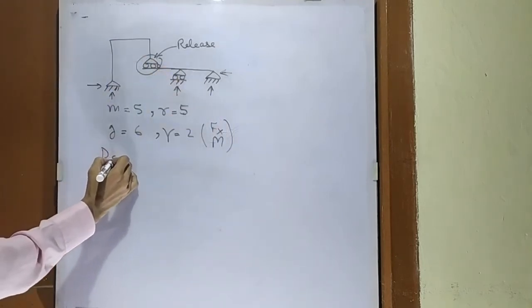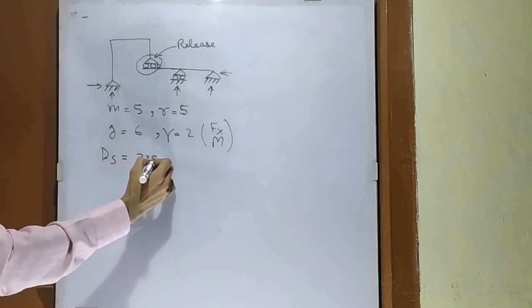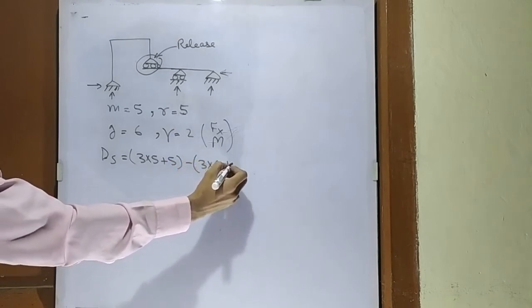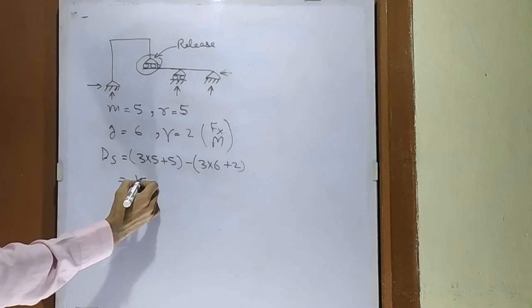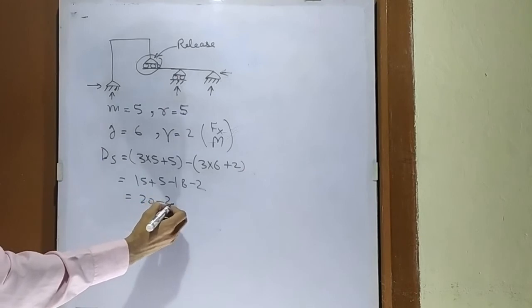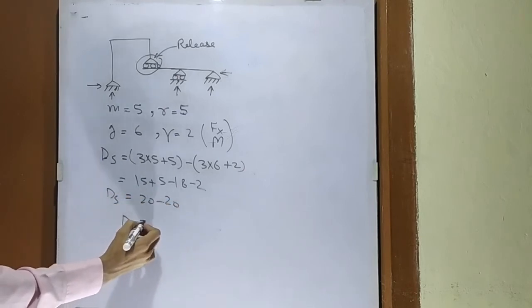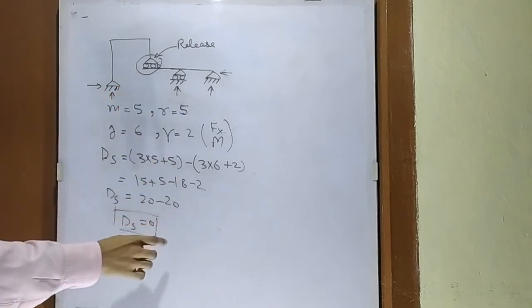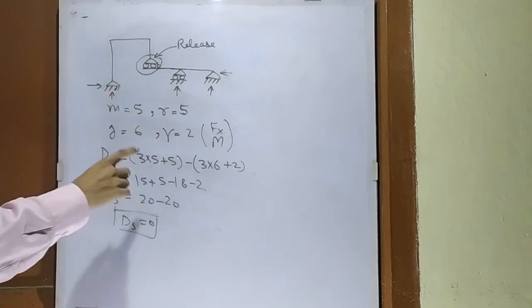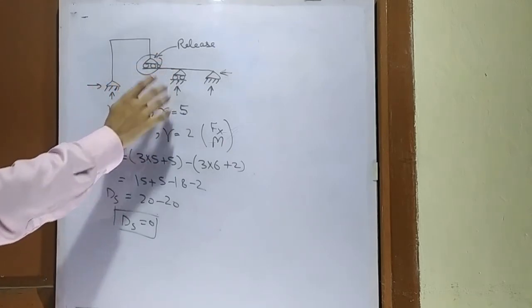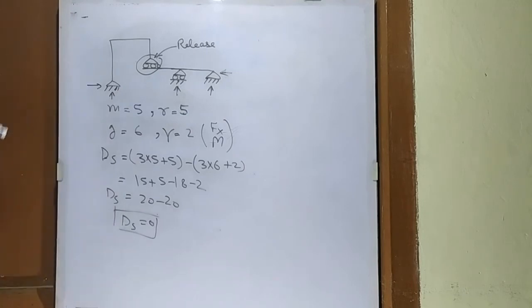Okay, so we will just use our formula: 3 into number of members, which is 5, plus reactions, also 5, minus 3 into 6 plus 2. We can just count it: 15 plus 5 minus 18 minus 2, and this will be 20 minus 20. So the degree of static indeterminacy comes out to be 0 for this structure. I hope it is very clear how we solve problems having an internal hinge, an internal guide roller, and a roller support, considering them as a release.